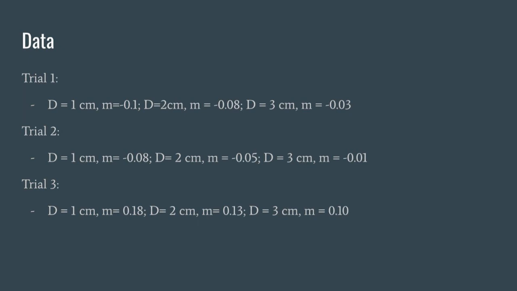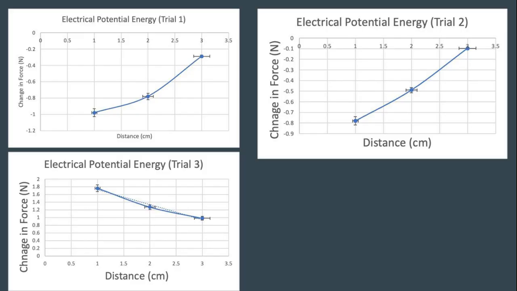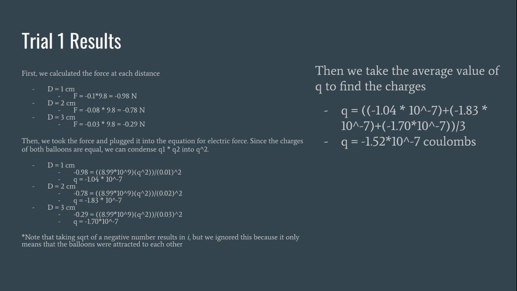So this is our data for each trial, and we collected at 3 centimeters, 2 centimeters, and 1 centimeter for each one, and calculated the change in mass. Here we graphed our data using the change in mass of the force of gravity, which is the amount of electric force that is acted on balloon 2 and balloon 1, and then compared how much it changed as the balloon got progressively closer.